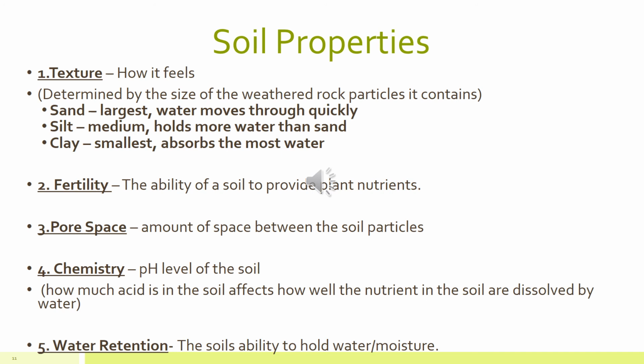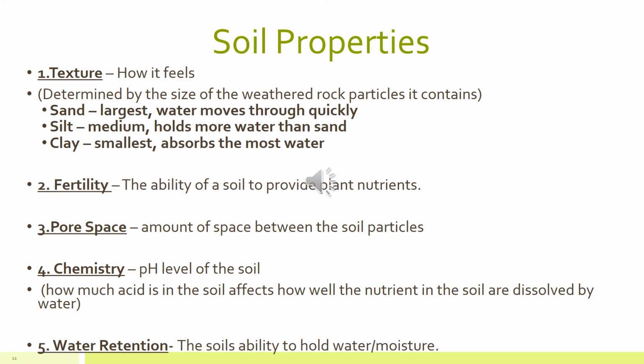If you take a look at texture, you can actually see that sand, silt, and clay have different amounts of pore space. Sand has the largest pore space, silt has a medium-sized pore space, and clay has the smallest pore space. That also combines with water retention, which is the fifth one. Therefore, the soil's ability to hold water and moisture as well as pore space really go together hand in hand. The more space there is, the less water it holds. The less space there is, the more water it holds.